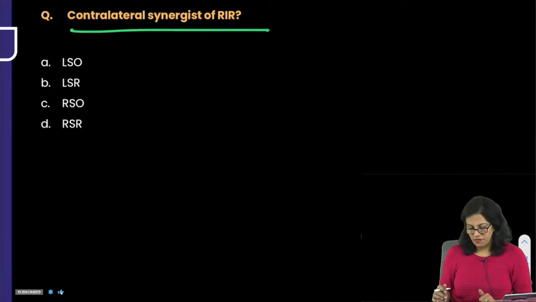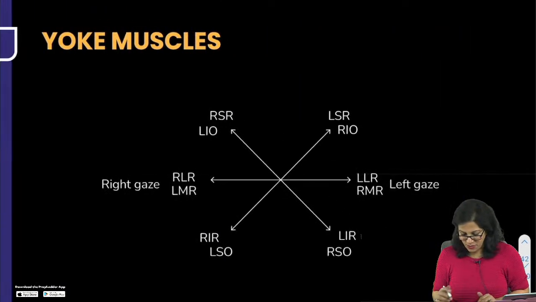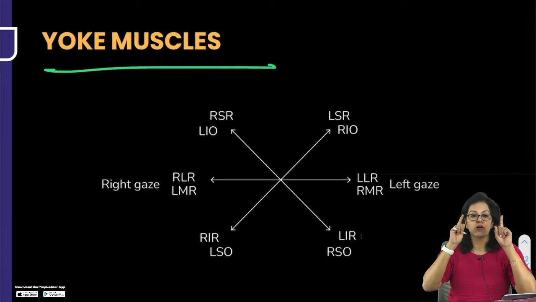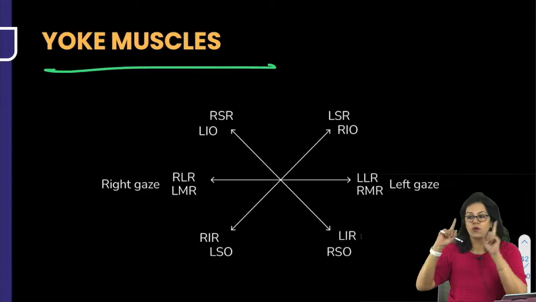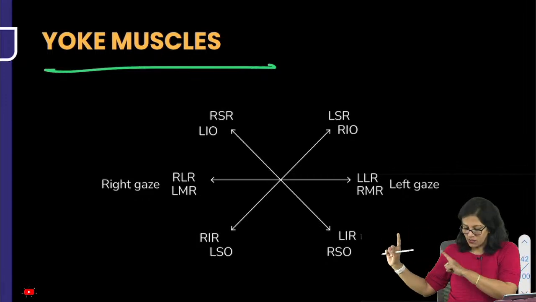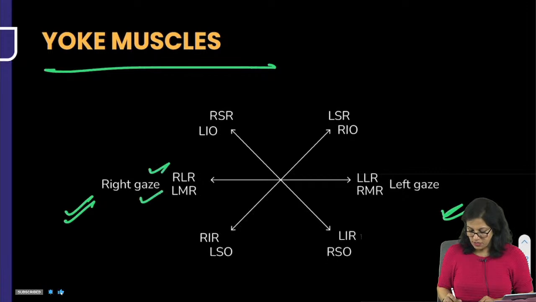What is the quickest way? First, do you all understand contralateral synergist means yoke muscles? We are talking about yoke muscles, right? And yoke muscles, very simple. We are talking about two eyes working together. So what are the two muscles working in our right horizontal gaze and left? We have discussed yesterday also. So this is the right gaze of the patient, this is the left. So right lateral rectus, left medial rectus, left lateral rectus, right medial rectus.